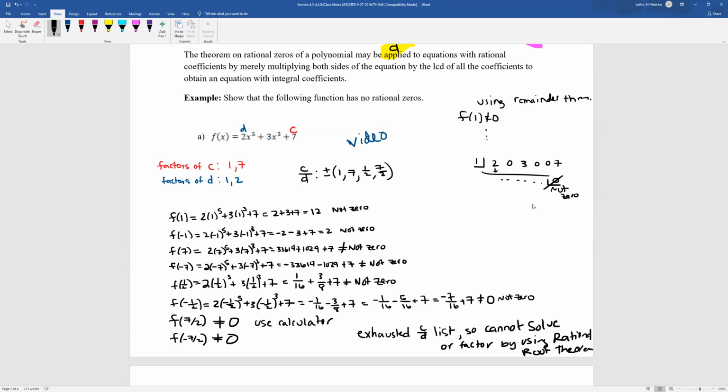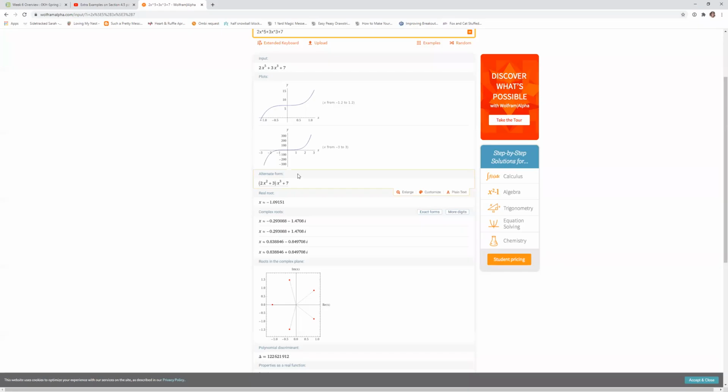So that begs a big question, you know, what kind of solutions would this have? It could have some imaginary conjugate pairs. It could have solutions that have radicals in them. So it's definitely not something very nice that we can solve using our rational root theorem. And in fact, I went to a website that can do some higher level mathematics. So let me share my screen with you.